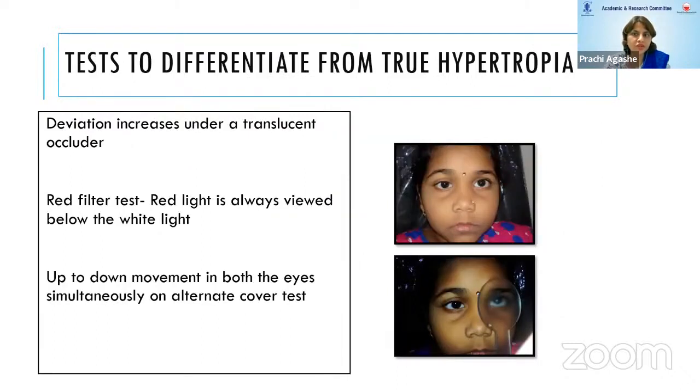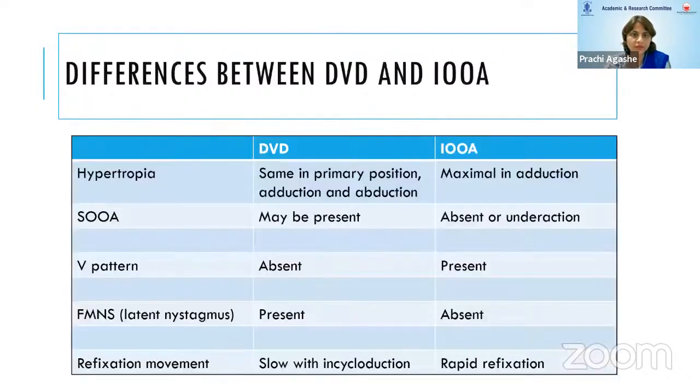So a few tests to differentiate from true hypertropia: the deviation increases under a translucent occluder, as seen in the photograph, and the red filter test I talked about. And in the alternate cover test, we see both the eyes moving from up to down, which is not there when a true hypertropia is present.